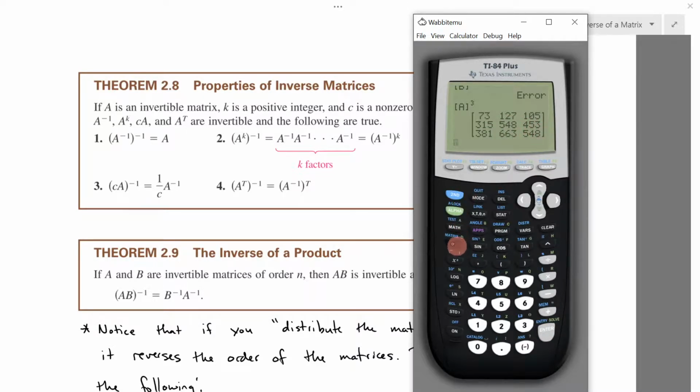So if I take A, say, to the third power first, and then take the inverse.